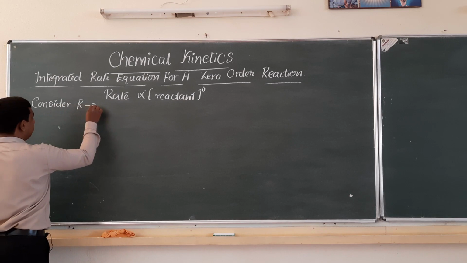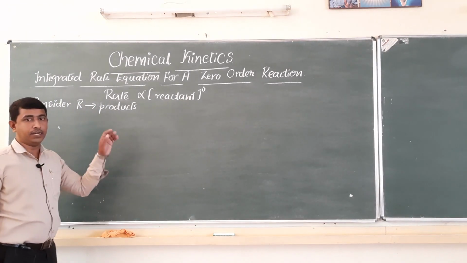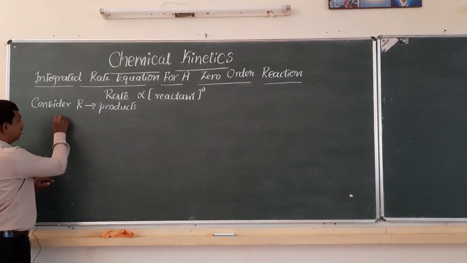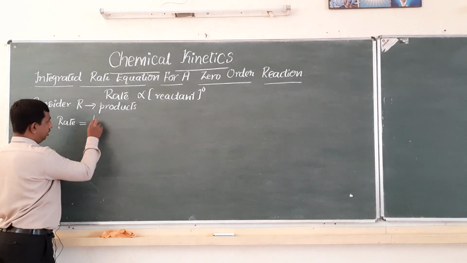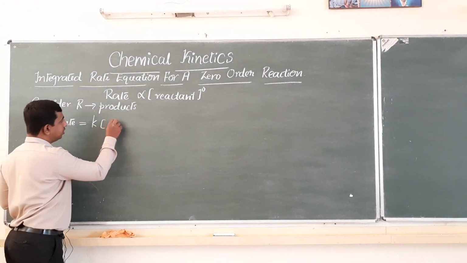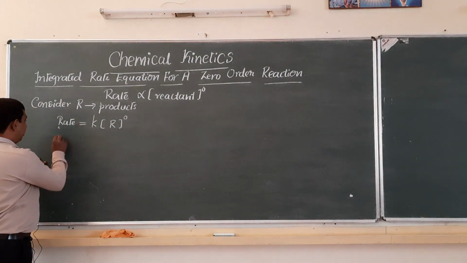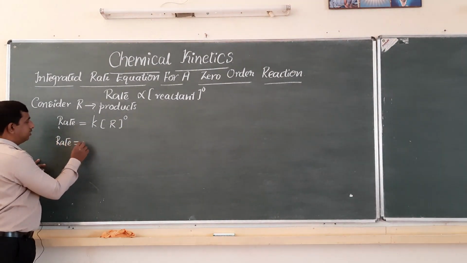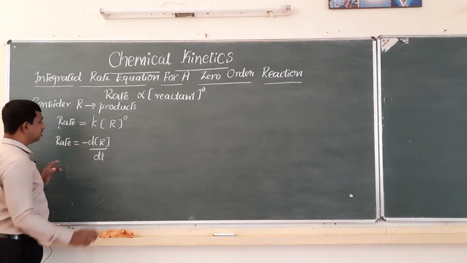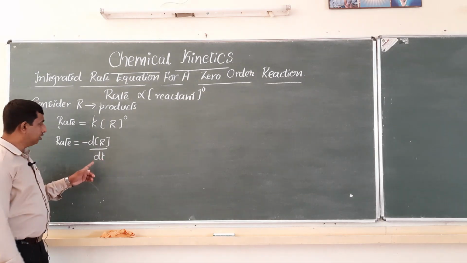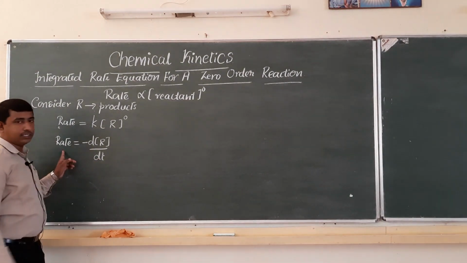I will take a general reaction. A reactant R producing products. Rate law for this reaction can be written as: rate is equal to K into concentration of the reactant. Since it is zero order, power is 0. So rate is expressed as minus dR by dt, that is change in concentration with respect to time. So change in the concentration of the reactant with respect to time is called as rate.